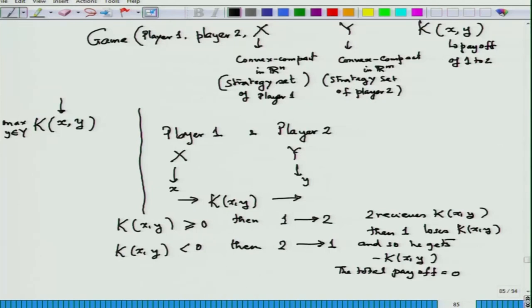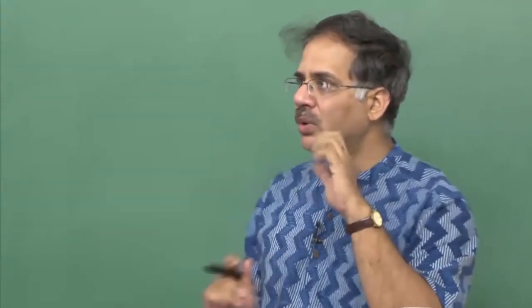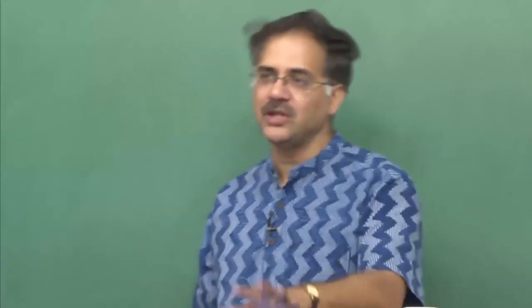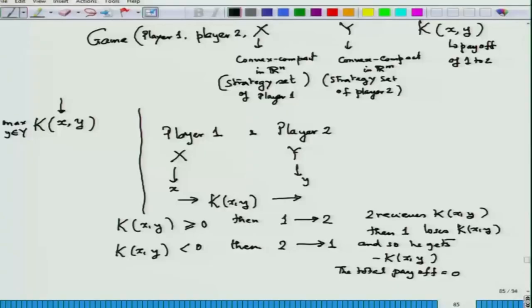Suppose for this particular X, the player puts Y naught, then I lose a large amount of money. So I want to know what is the maximum money I am actually losing. If I put the strategy X and player 2 has the right to put any strategy he wants, what is the maximum amount of money I am losing? This is the maximum amount of money I can lose if I put the strategy X. So player 1 knows that if he puts in a strategy X, this is the maximum amount of money he will lose.